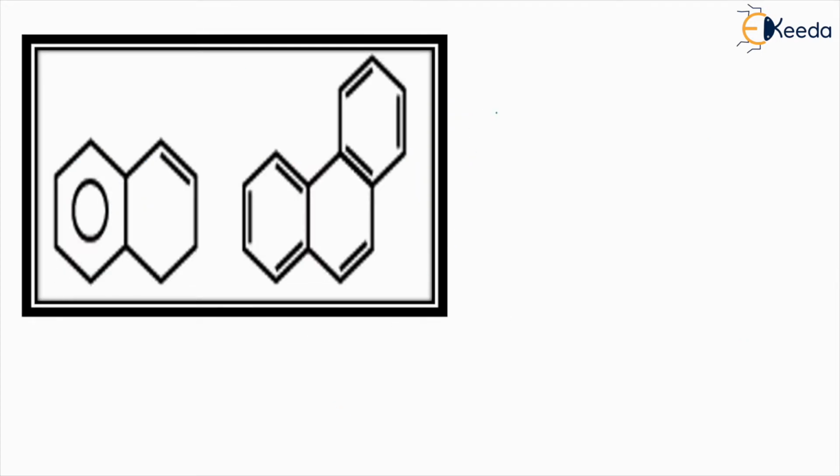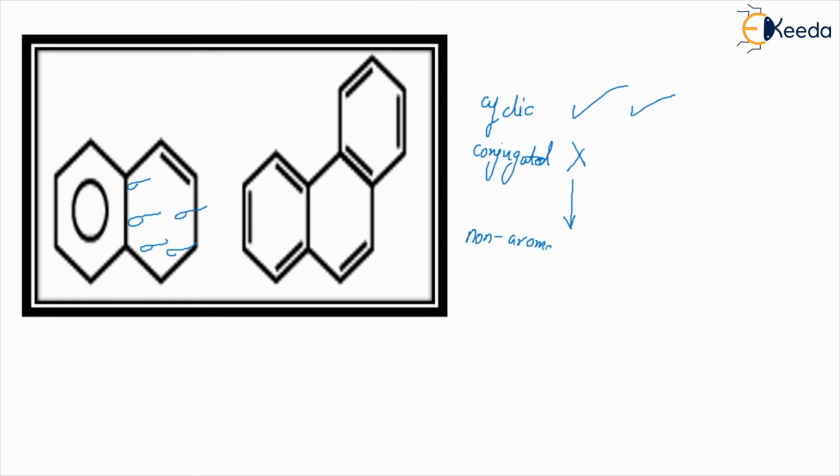Again over here, for both of them, we'll first check they are cyclic or not. Of course, both of them are cyclic in nature. Are they conjugated? If you see the first one, you have sigma, sigma, sigma, sigma, sigma. So many sigmas together. So the first one is not conjugated. Since it is not conjugated, it becomes a non-aromatic compound on its own. Let's see for this one.